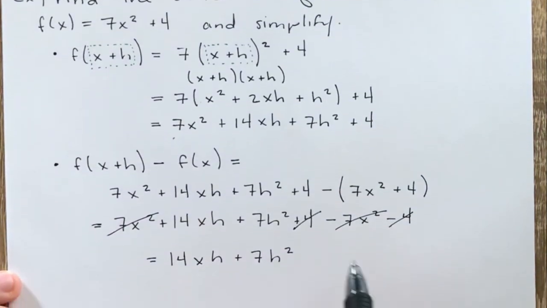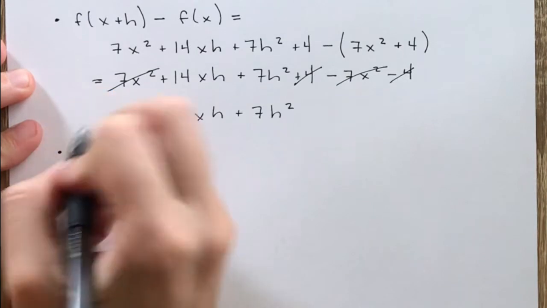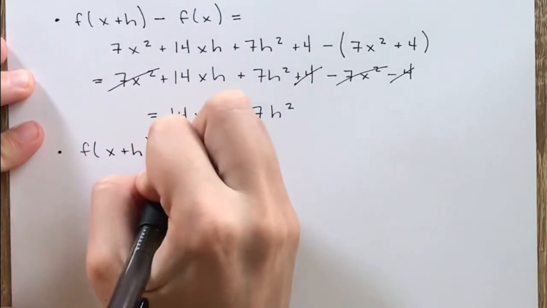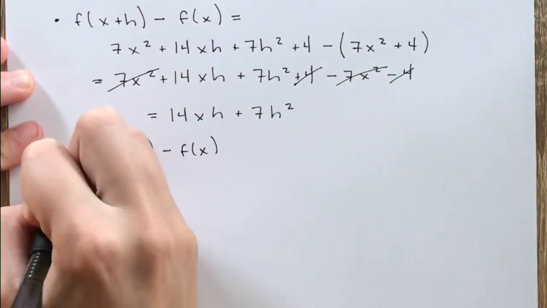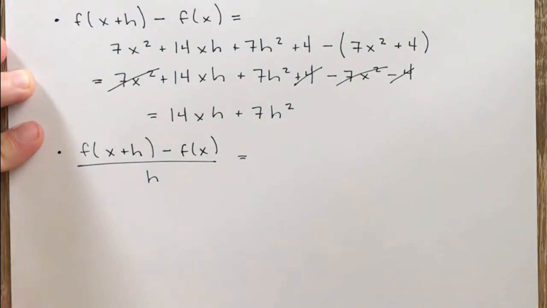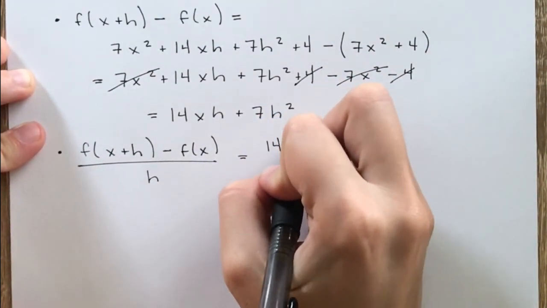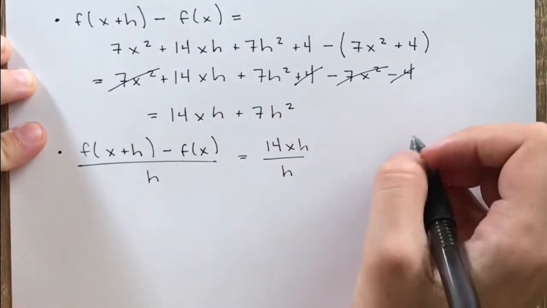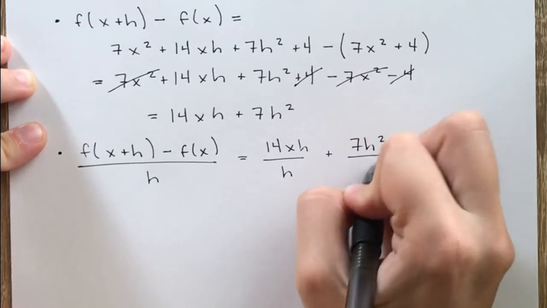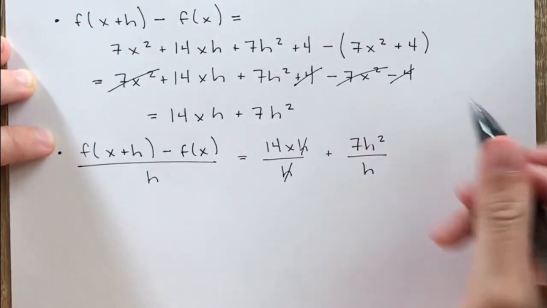My last step is to divide each term by h, right? So our last step, which is all of this together, is to divide every term by h. So first term is 14xh divided by h. Second term is 7h squared divided by h. These h's are going to cancel.